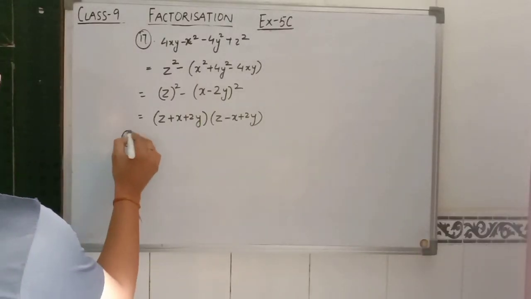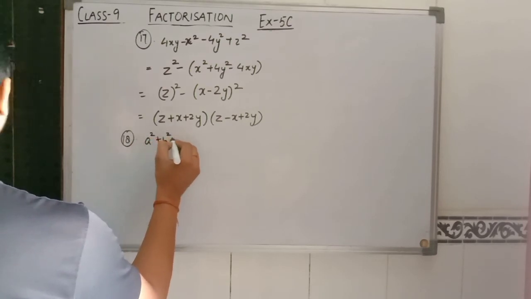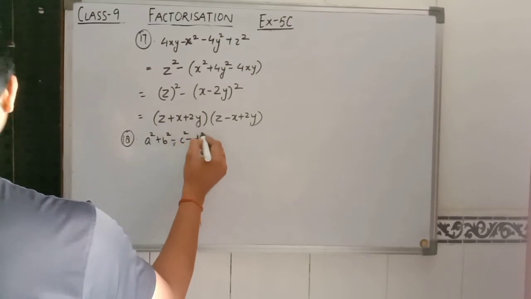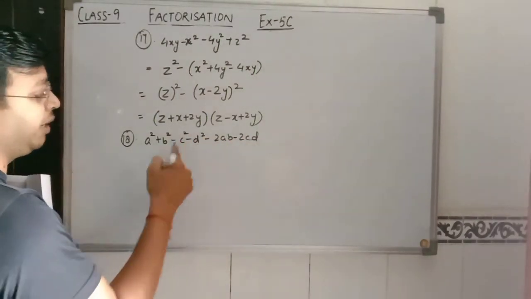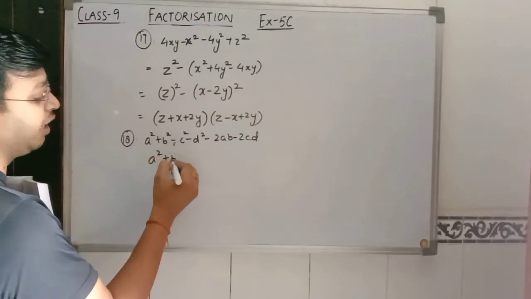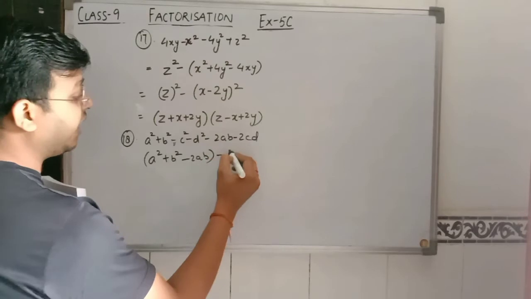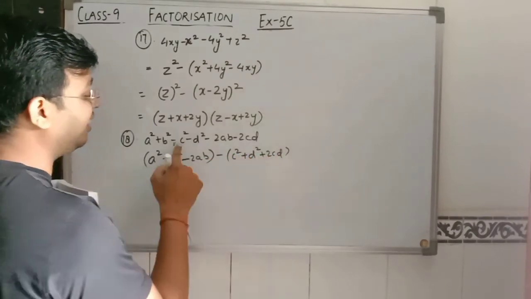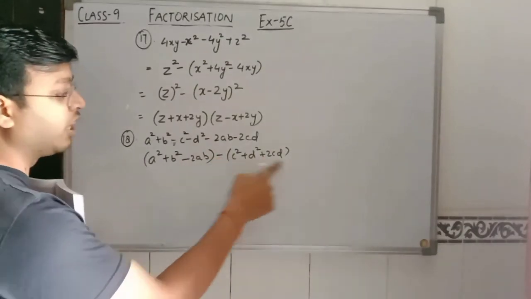Now we are coming to question number 18. It is a little lengthier question. A square plus b square minus c square minus d square minus 2ab minus 2cd. Now observe it carefully. The 2ab term can be grouped with a square plus b square. So these three terms will be grouped together, minus c square plus d square plus 2cd, because all these three are negative and we have taken minus sign as common, so the remaining is this.